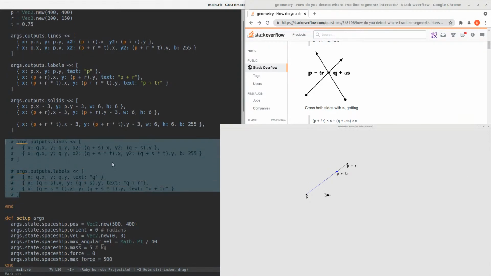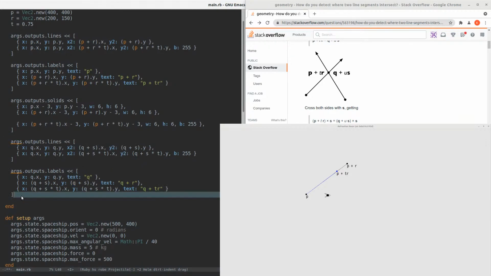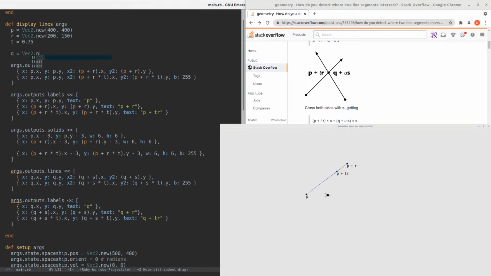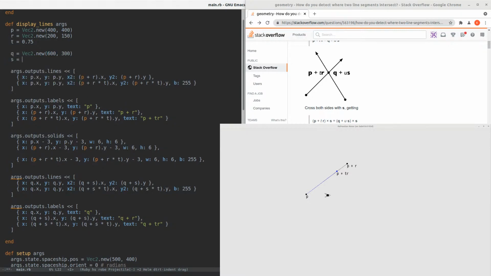And then we can do the same thing to our q, where we'll set our point equals vec2.new, we'll do 600, 300. And I'm not sure if this is going to intersect, but we'll take a guess. We'll do 200 there. And now we have this line here, and that does intersect. Great. And I guess we're scaling by t right now, which is not what we want. So we want to be scaling by a u.